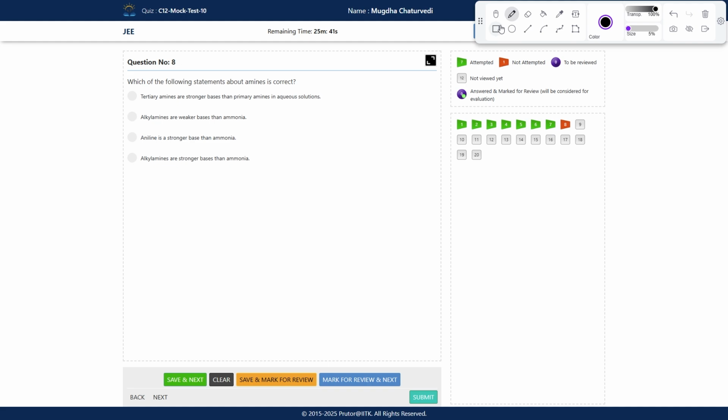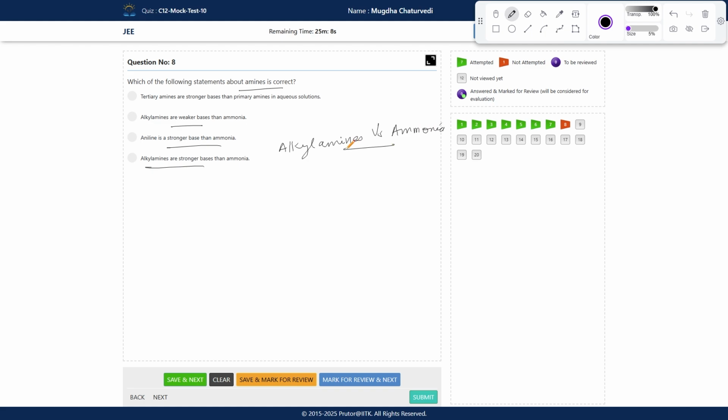The next question is saying, which of the following statements about amines is correct? So it is asking for the correct statement. It is written: alkyl amines are weaker bases than ammonia, alkyl amines are stronger bases than ammonia, aniline is a stronger base than ammonia. First, we will compare alkyl amines versus ammonia.